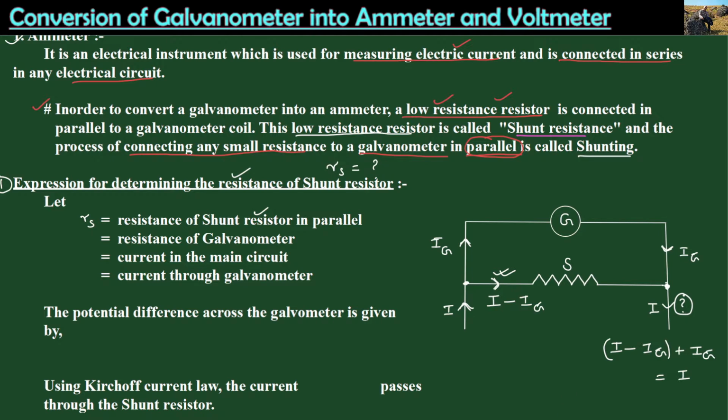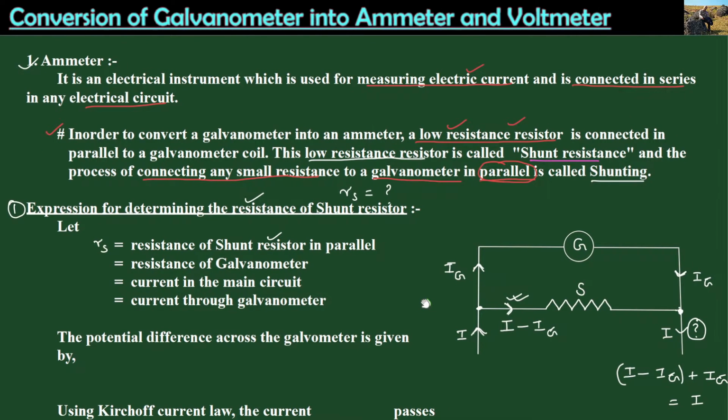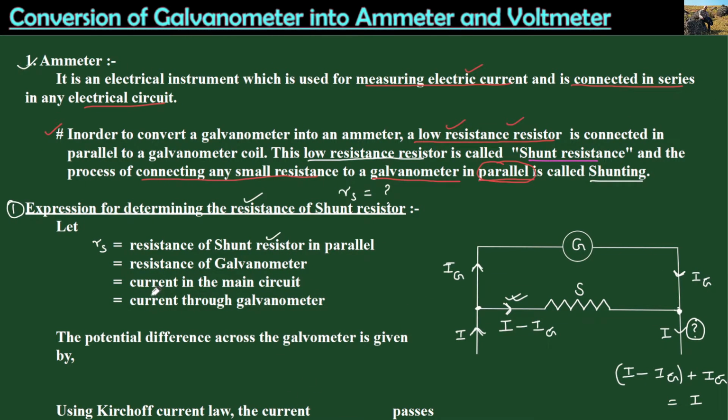Kirchhoff's current law. So in this case, let us write down some of the important contexts. Over here, let Rs be the resistance of the shunt resistor, and then over here let capital Rg be the resistance of the galvanometer.